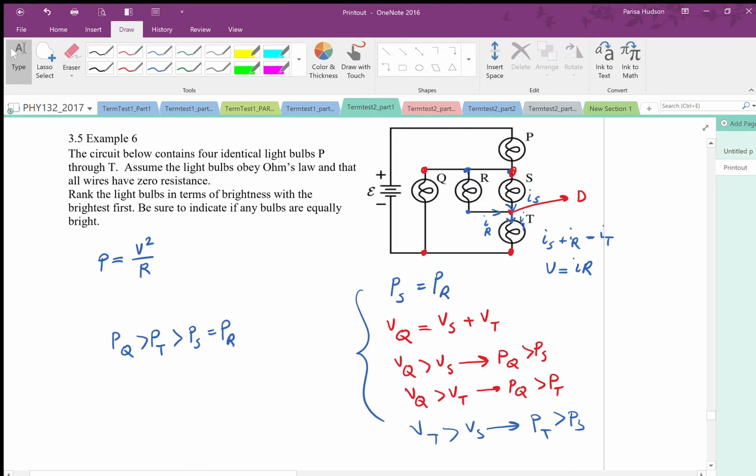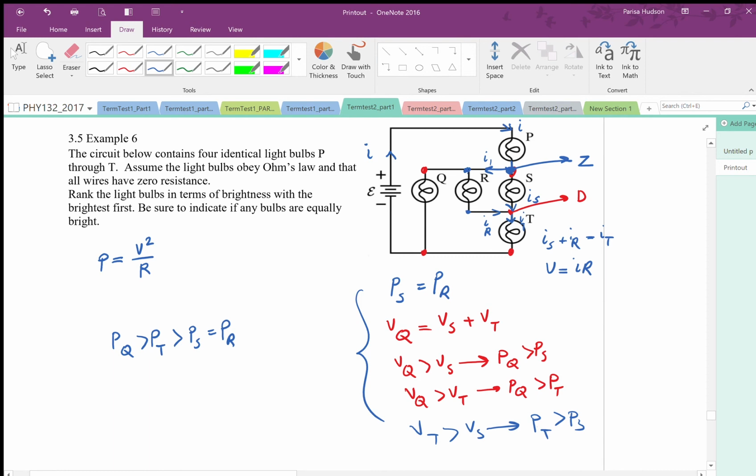Now I have to look at the power dissipated in light bulb P and compare it to the other ones. So the current coming out of the battery will go through light bulb P. And that current then will be divided. If I look at this junction point, and I'm going to call it junction point Z, the current that is going through light bulb P will be divided into a few currents. So therefore the current in light bulb P is going to be bigger than the current in the other light bulbs in here.